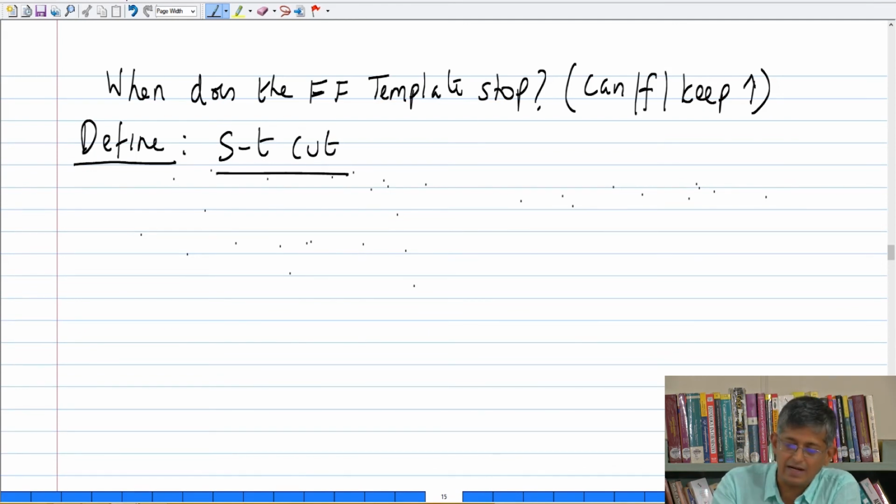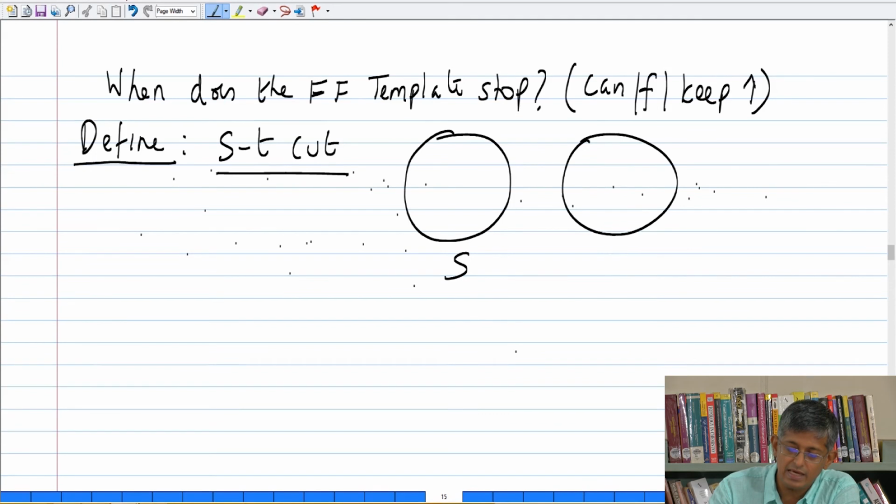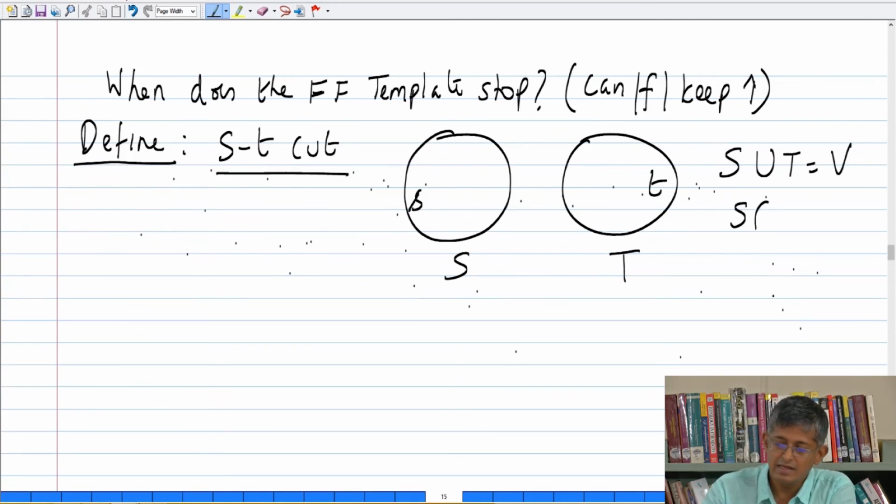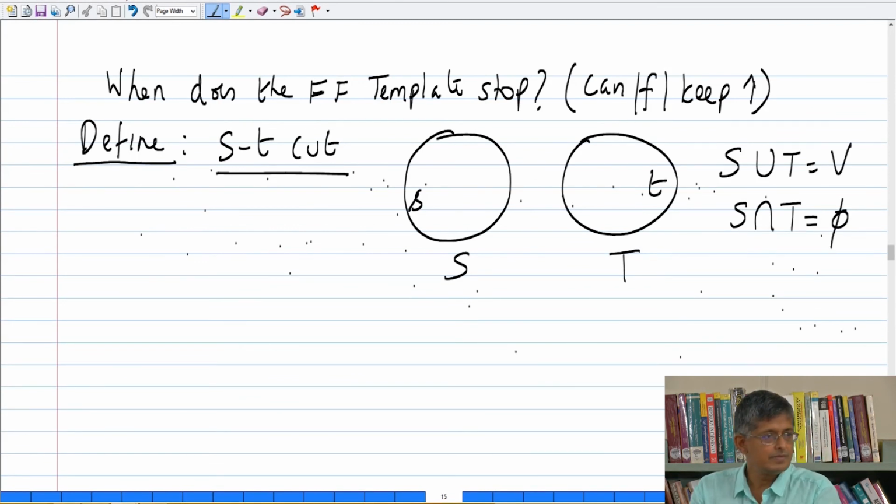An ST cut is a partition of the vertex set into two parts. One part is called S, the other part is called T. S union T is equal to V. The source small s is present in S and the terminus is present in T. And S intersection T is empty. This is what is called an ST cut. It's just a partition of the vertex set into two parts. One part should contain s and the other part should contain t.